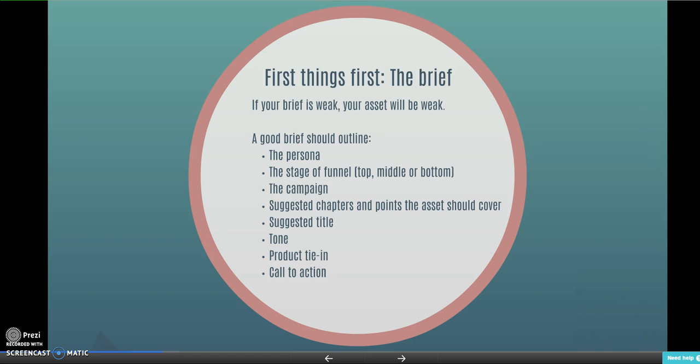So if your brief is unclear or weak or flimsy, it's really important to sit down with your strategist, ask all the questions you have, and get as much detail from them as you can, because that's going to help you create an asset that really does its job.